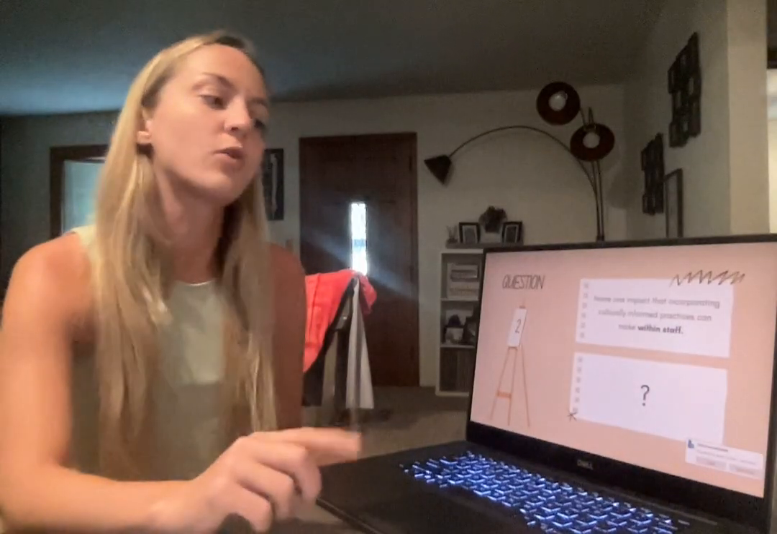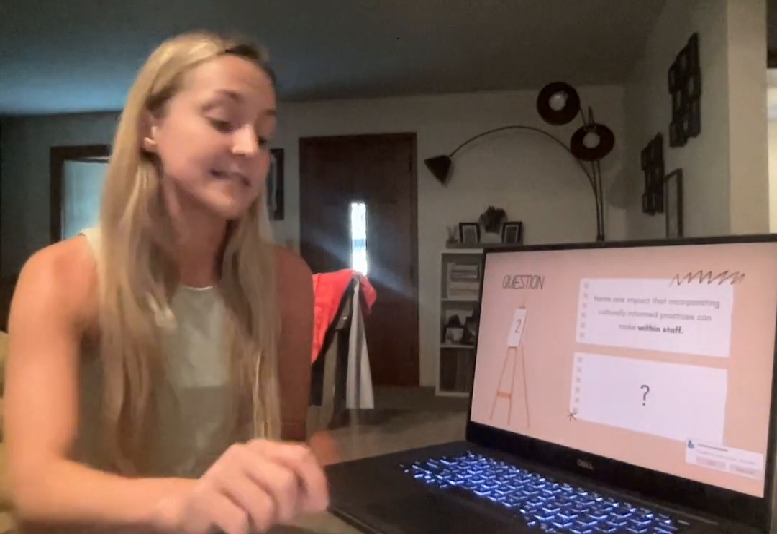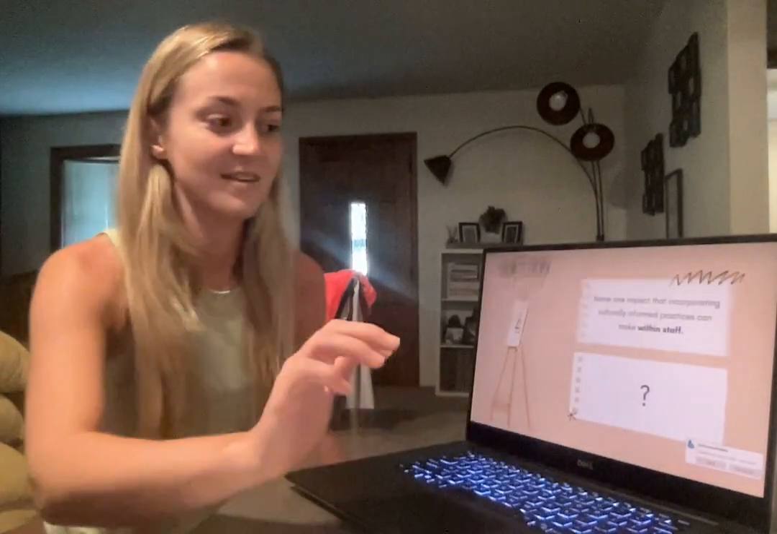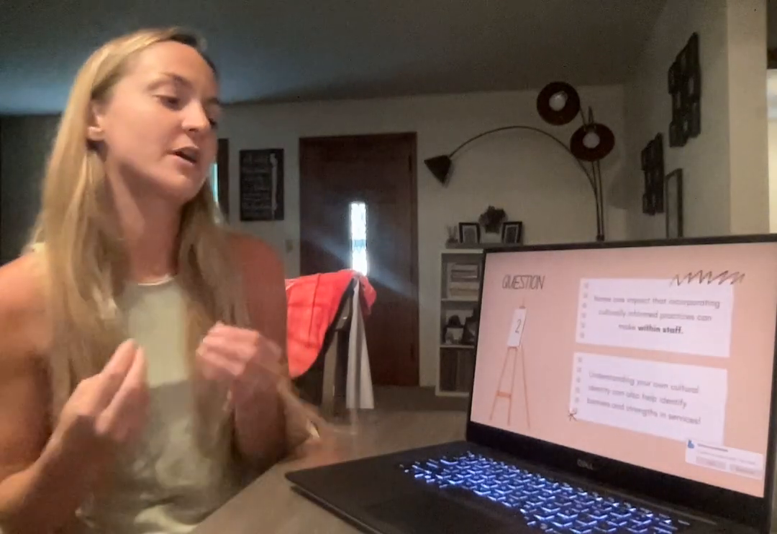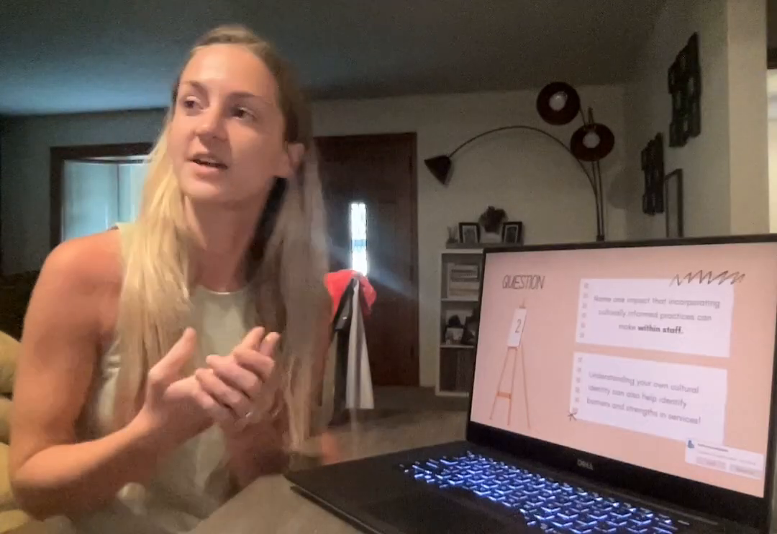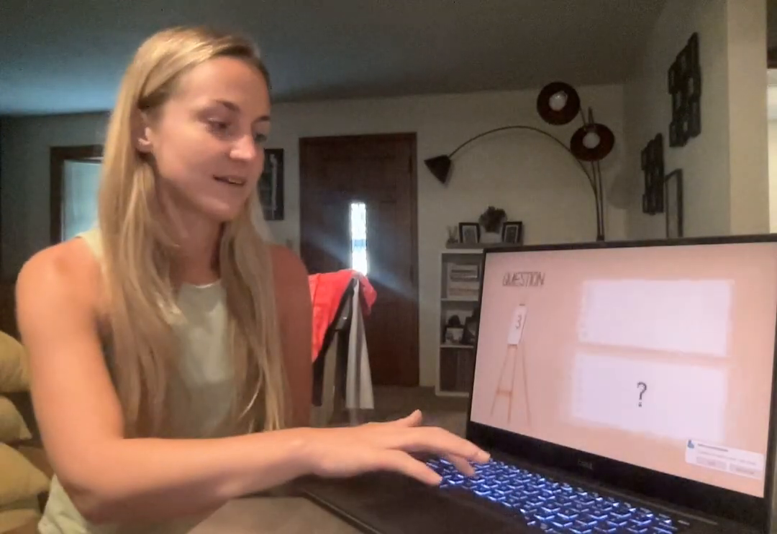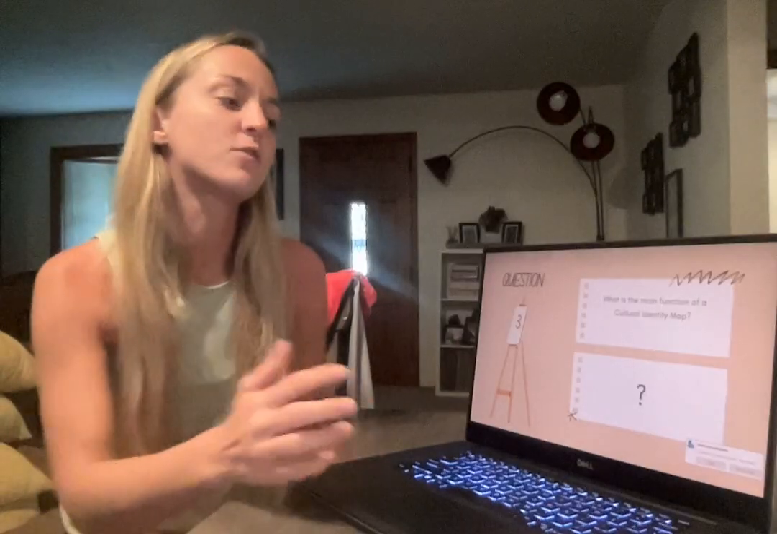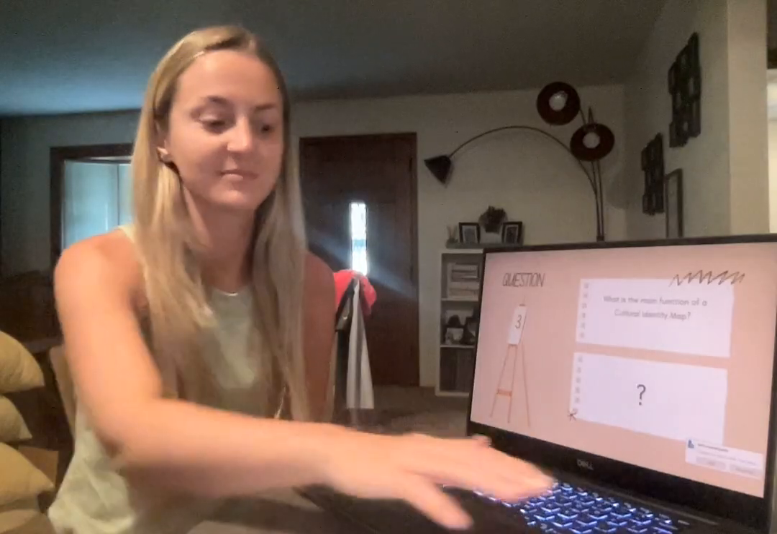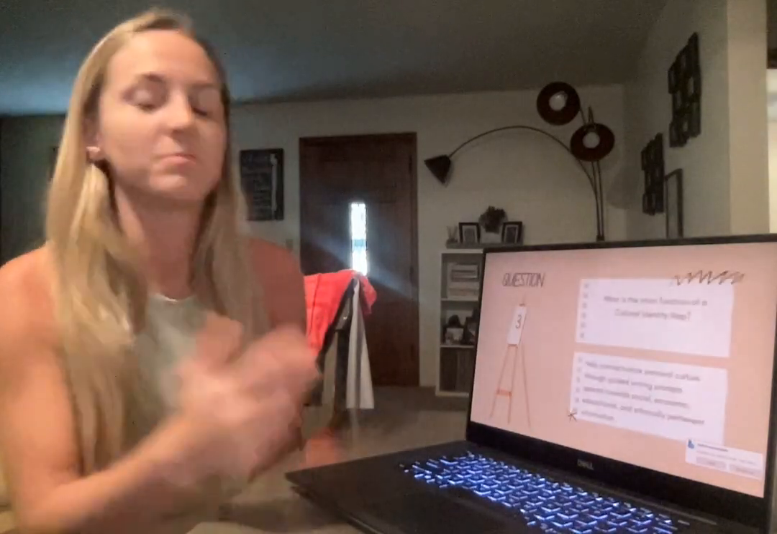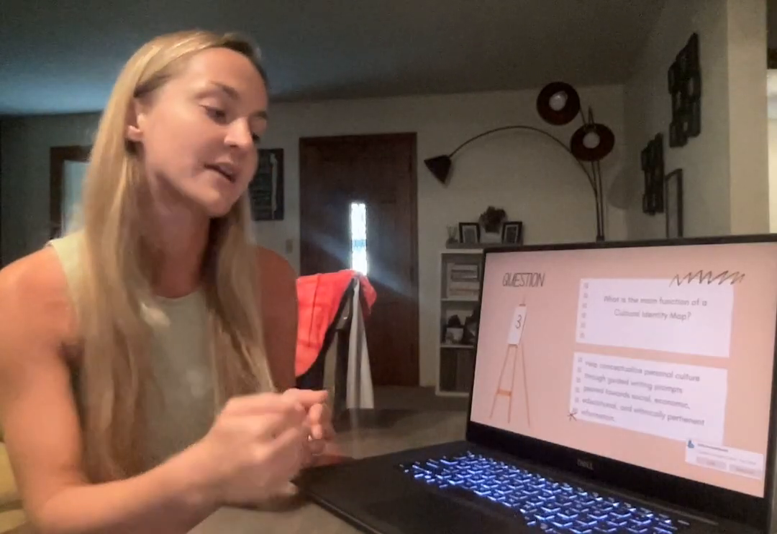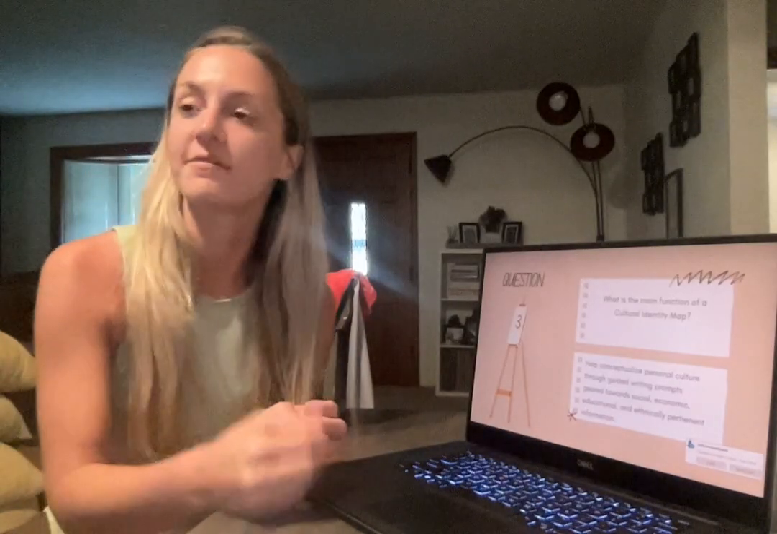All right, question 2. Name one impact that incorporating culturally informed practices can make within staff. Understanding barriers and strengths. Yes, perfect. So when we understand our own cultural identity, we can help ourselves identify barriers and strengths within our services. Very, very nice. All right, next is, what is the main function of a cultural identity map? Like identifying culture through writing prompts. Yeah, pretty much. Helping conceptualize personal culture through guided writing prompts geared towards social, economic, educational, and ethnically pertinent information. Really good.